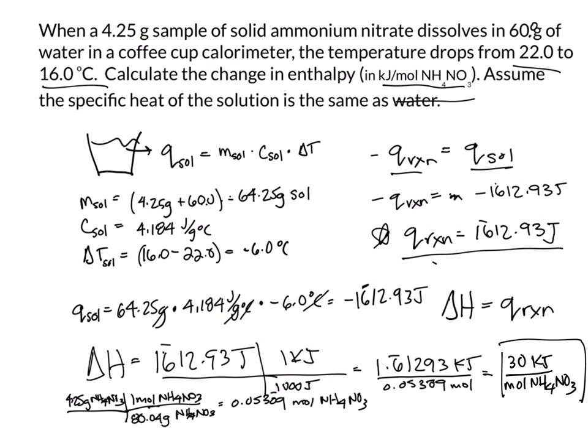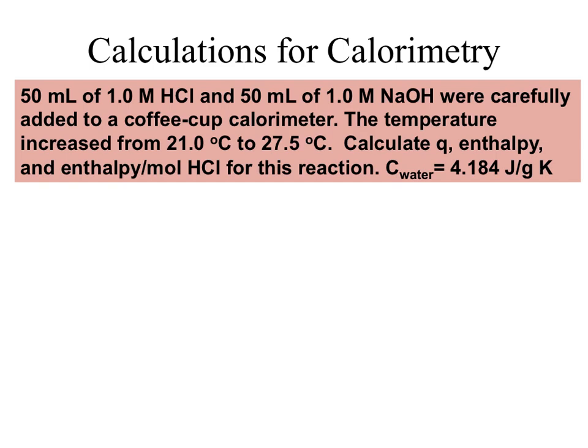as our final answer. So we have another calorimetry problem here. In this case, they've told us that we've mixed 50 mL of 1 molar HCl and 50 mL of 1 molar NaOH in a coffee cup calorimeter. When we mix these two solutions, the temperature changes from 21 degrees C to 27.5 degrees C. They want us to calculate the Q of the reaction, the enthalpy value, and the enthalpy value per mole of HCl for this specific reaction.